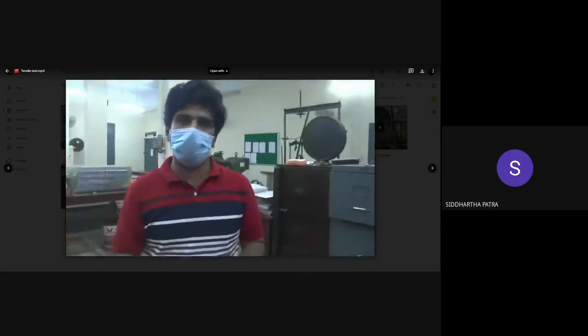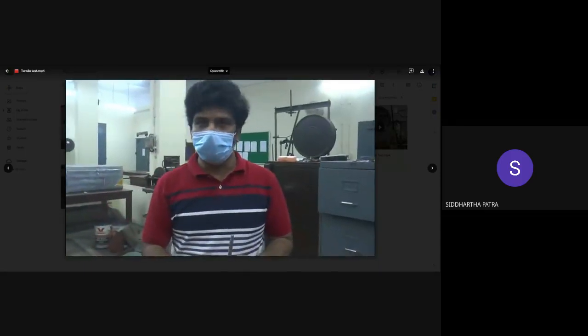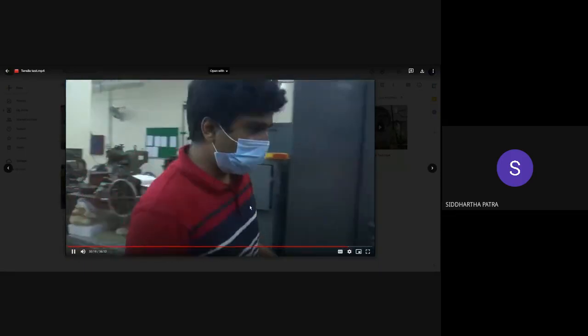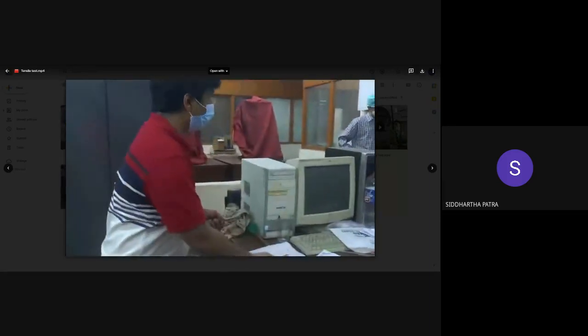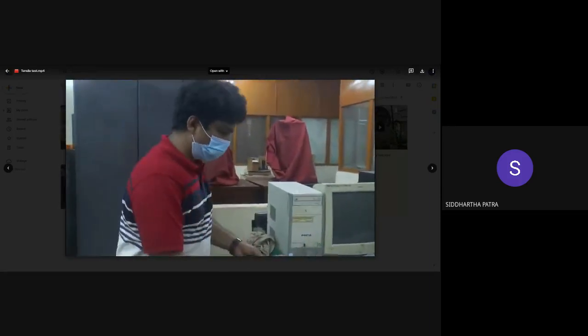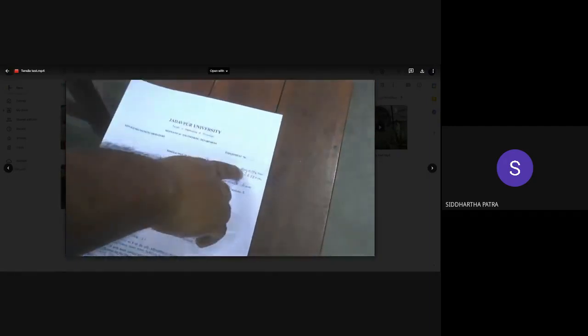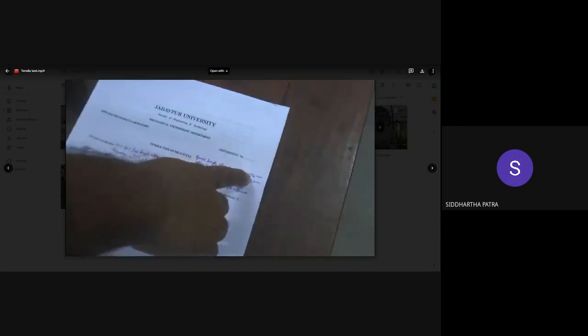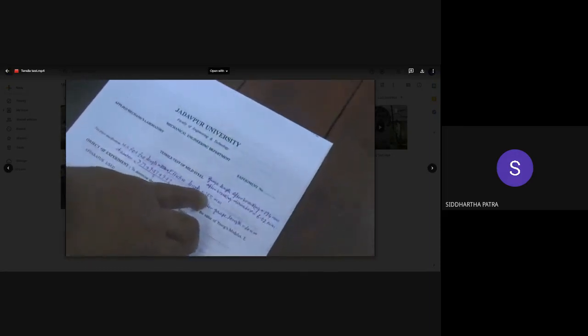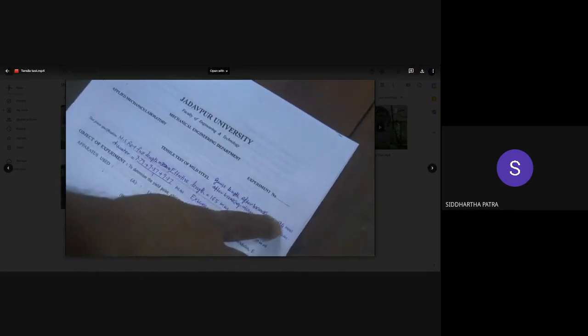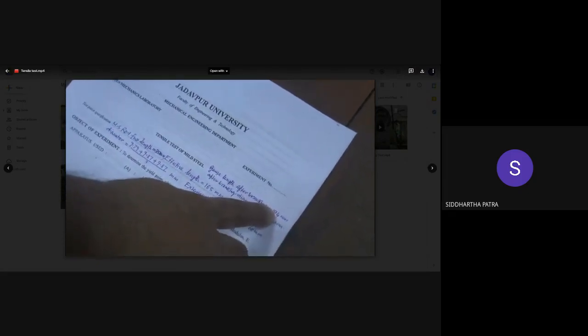So the breaking point was around 32.5 kilonewton, and we have written down the information after the experiment. For example, the length after breaking is 194 millimeter. You might recall the original length was 165 millimeter, and after breaking the length has become 194 millimeter.